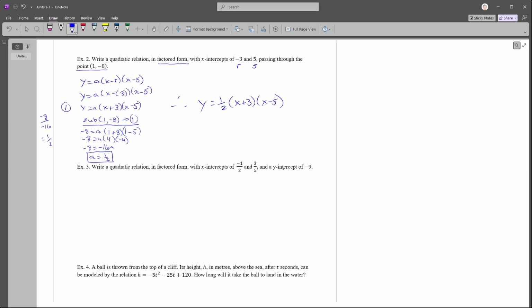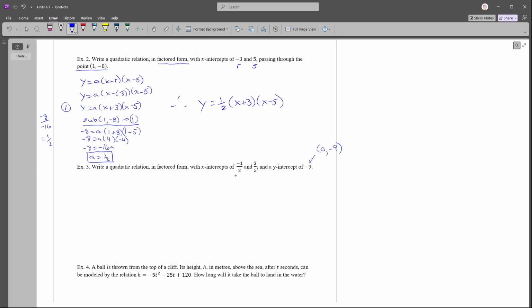We also know a third point, the y-intercept. So that means this point. What is this point? That means it's the y-intercept. It means it's touching the y-axis. So that means that x has to be 0 in order for that to be touching the y-axis. So this point is 0, negative 9. So we have our third point. So we need to be able to calculate r and s in a more simple approach.